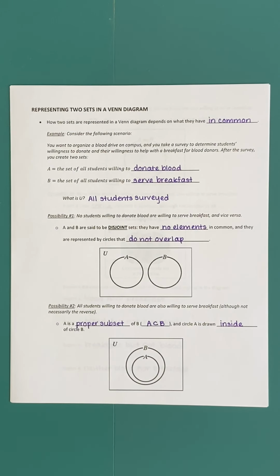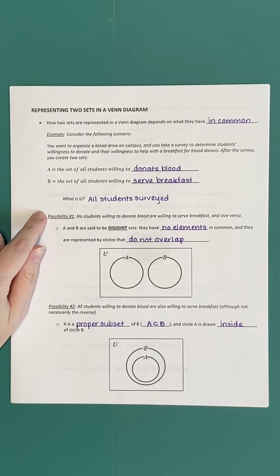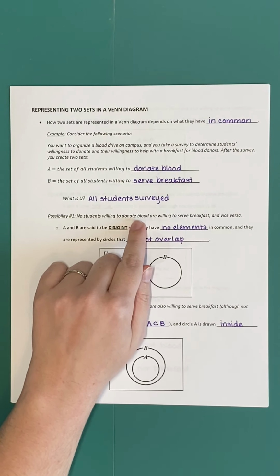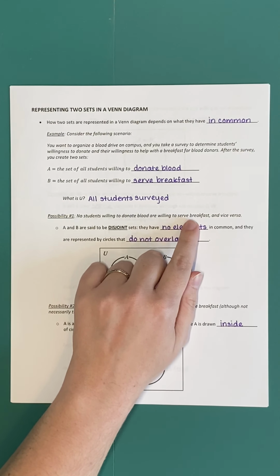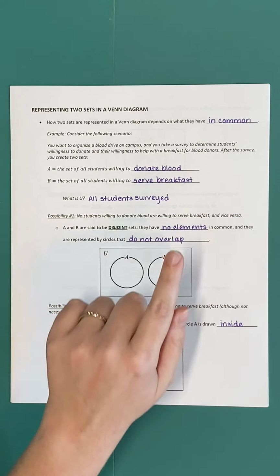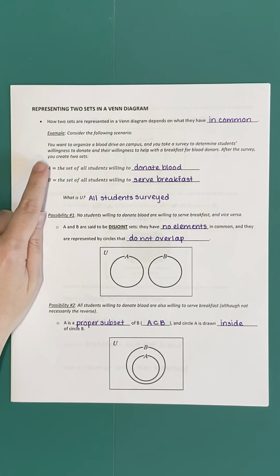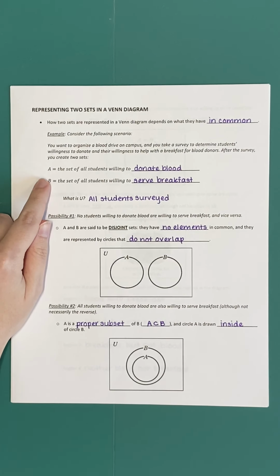Now let's focus on A and B. How are A and B related in terms of these survey results? So one possibility is that no students who were willing to donate blood are willing to serve breakfast, and vice versa. In other words, if they said they donate blood, they said they would not help with breakfast. If they said they would help with breakfast, they said they wouldn't donate blood. So we had volunteers, but we didn't have any volunteers who were willing to do both things. So that means anyone grouped into the set A is not grouped into the set B, and vice versa.